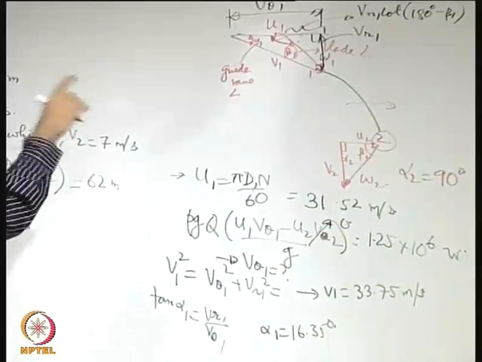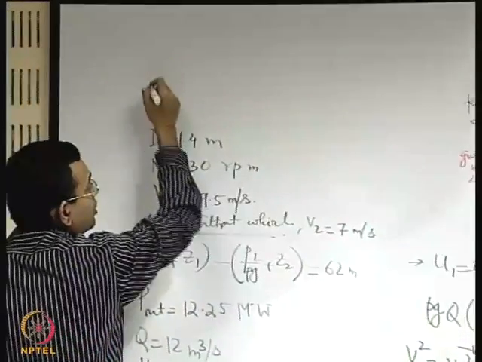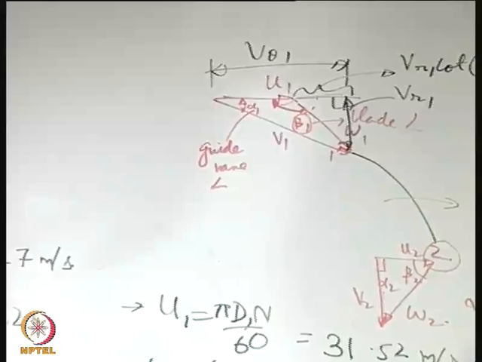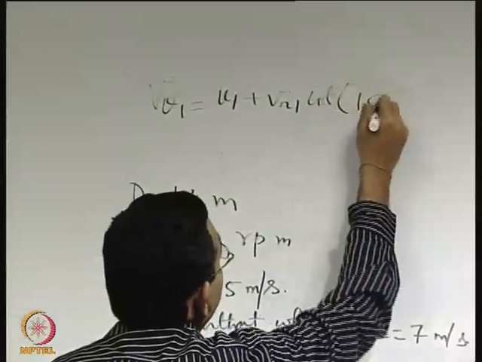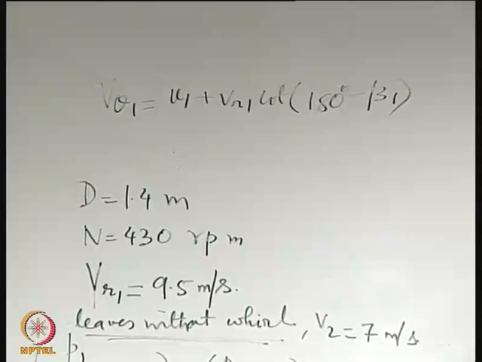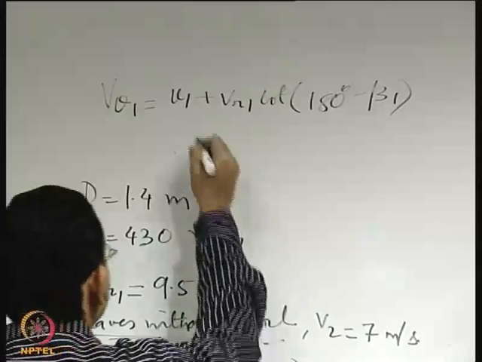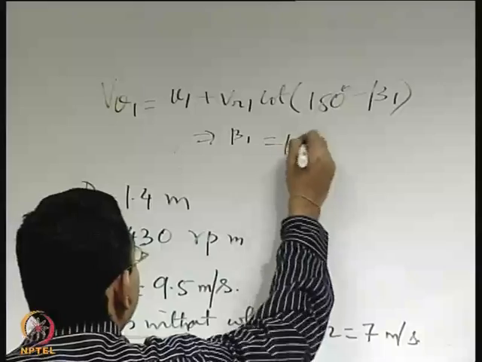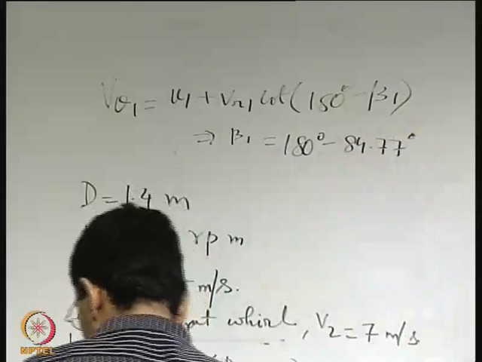Then how do you find out the beta 1, the blade angle? You can write v theta 1 as u1 plus vr1 cot of (180 degree minus beta 1), right. So from here you can find out what is beta 1. Actually in the answer, 180 degree minus beta 1 is given. So beta 1 is 180 degree minus 84.77 degree.